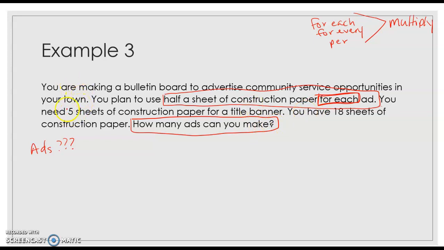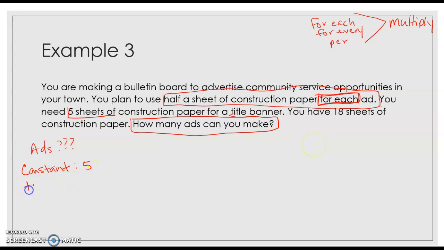We also know that we have 5 sheets of construction paper just for the title. So that would be a constant, right? If you haven't heard the term constant yet, constant means something that we rely on. It's not going to change. And so our constant in this case is 5 sheets of construction paper, and that's just for the title banner.